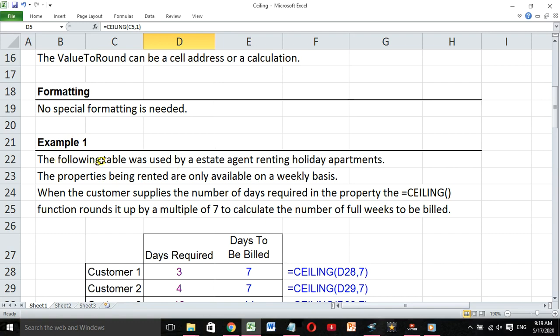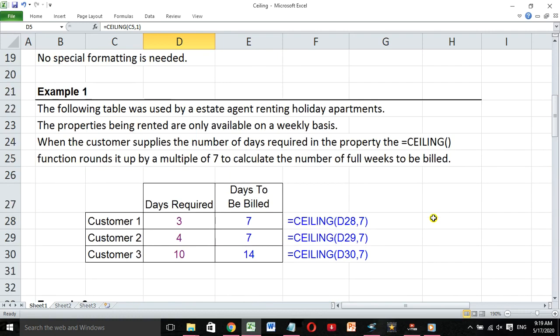The following table was used by an estate agent renting holiday apartments. The properties being rented are only available on a weekly basis. When the customer supplies the number of days required in the property, the CEILING formula rounds it up to a multiple of 7 to calculate the number of full weeks to be billed.